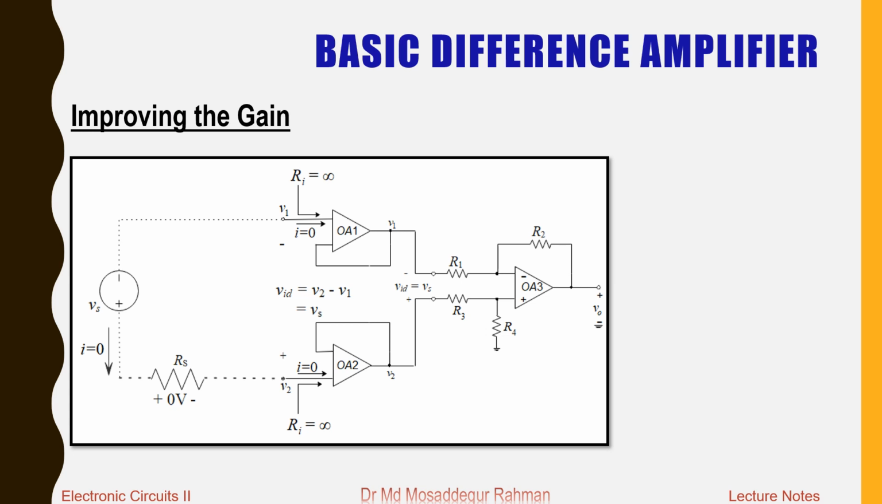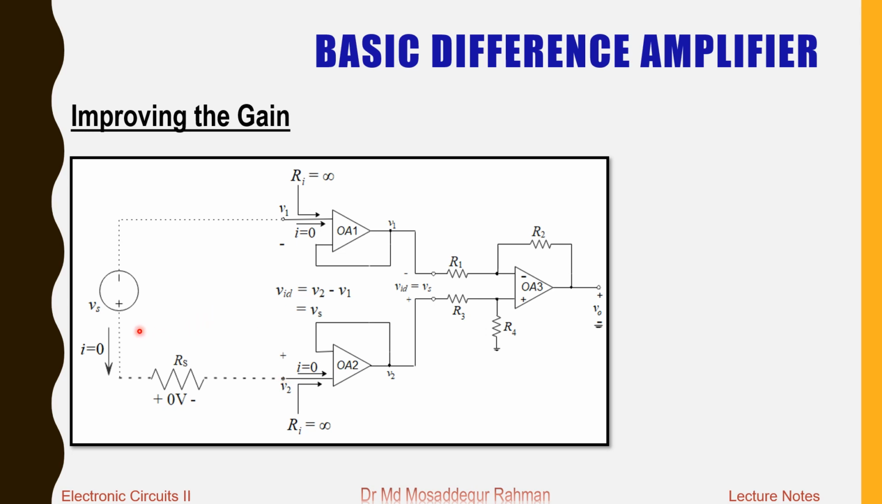Improving the gain: how we can improve the gain of the basic difference amplifier. First, take a look at the circuit that was developed in an attempt to enhance the input resistance of the difference amplifier. So what was done? Two voltage buffers were added at the input of the difference amplifier. The voltage buffers ideally provide an infinite input resistance.